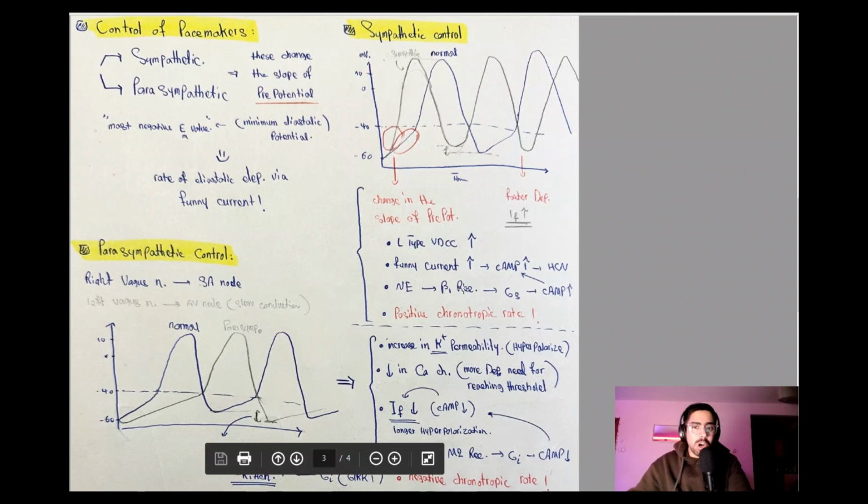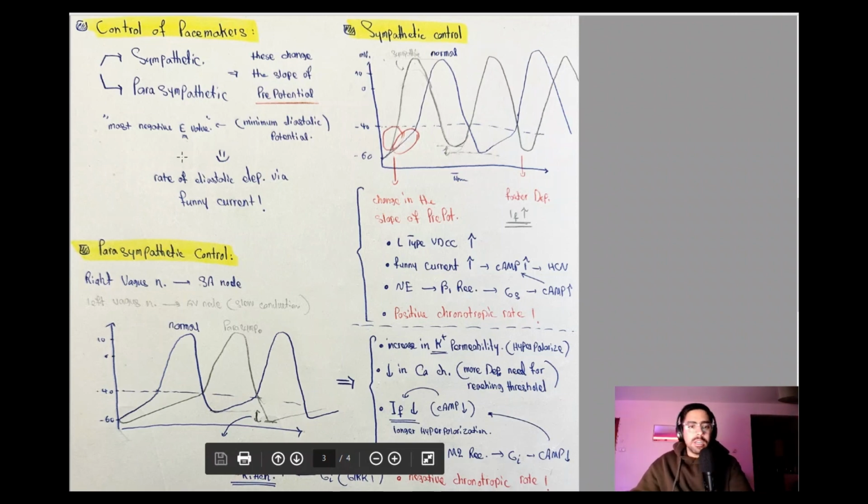Norepinephrine affects the beta 1 receptors. Beta 1 receptors are the receptors inside our heart, and they activate Gs, a G-coupled protein, and then make cAMP. They increase the cAMP, and that activates HCN. As we mentioned in our previous slide, HCN will directly bind cAMP, and we call it positive chronotropic rate. They increase the heart rate by this mechanism. So pulses will increase, heart rate will increase.